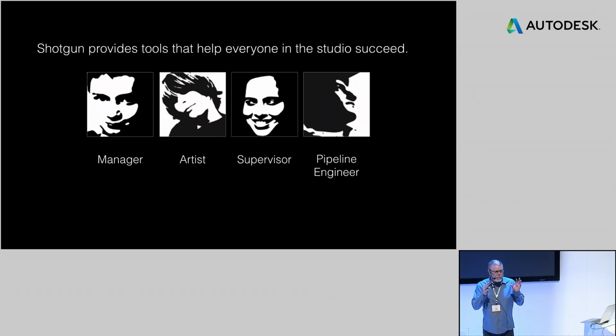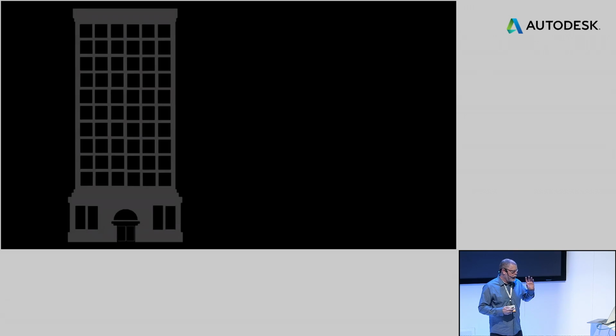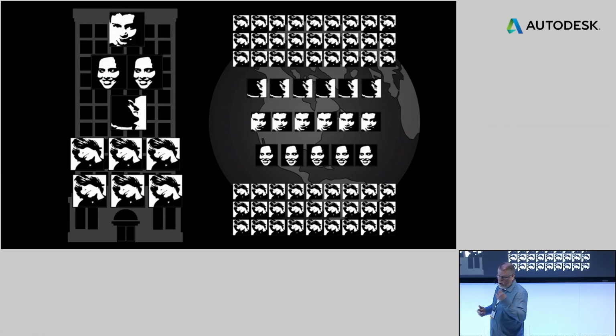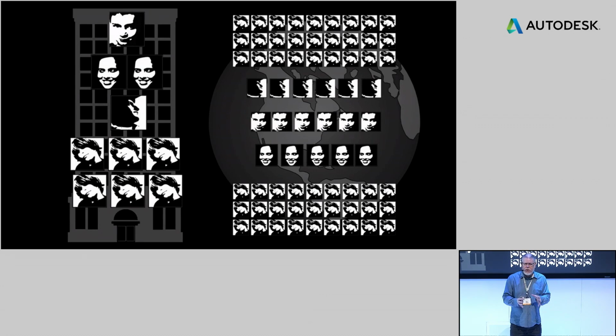Shotgun is a tool or platform that allows everyone in your facility to be working as efficiently as they can while always being connected through a unified platform. So Shotgun is for managers, it's for artists, it's for the supervisor, it's for the pipeline engineer. No matter if your studio is only 5 people and you're located in one building, or you're thousands of people located all over the world, which is more likely what today's industry is, Shotgun is the tool you need to make sure everyone is working as fast as they can, working, connecting, communicating.